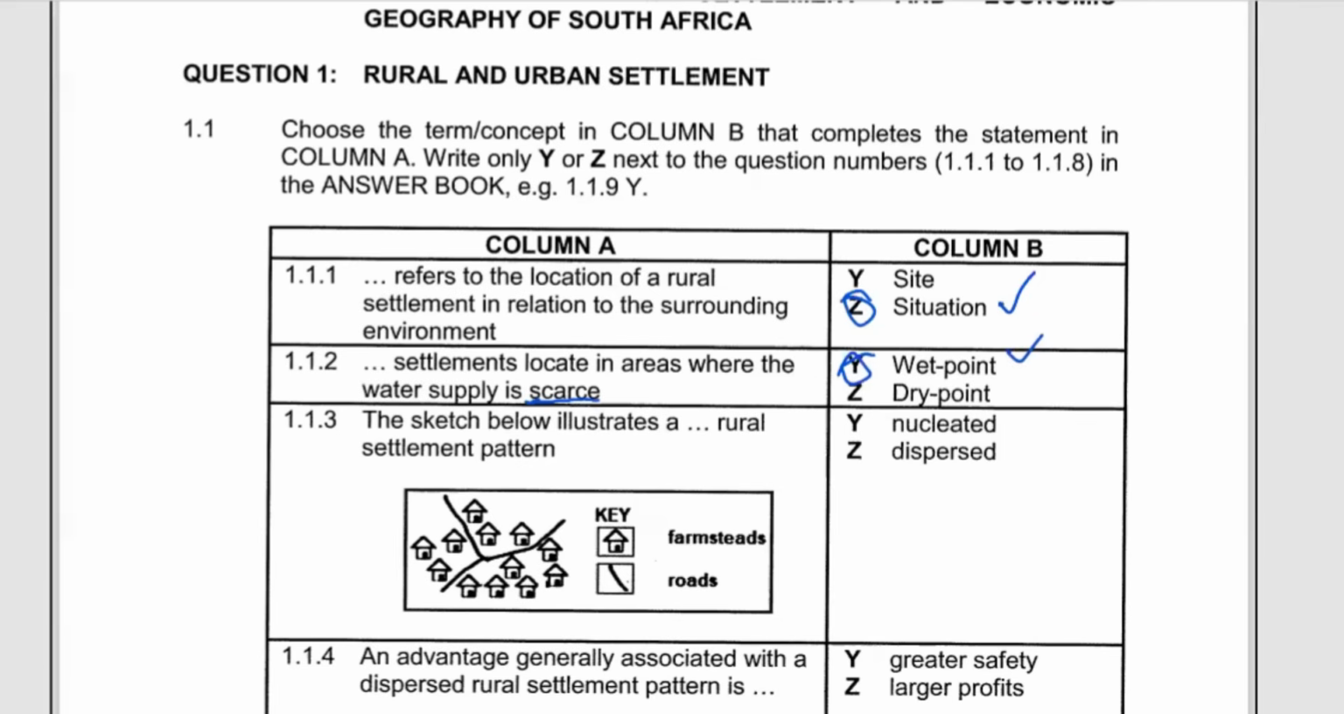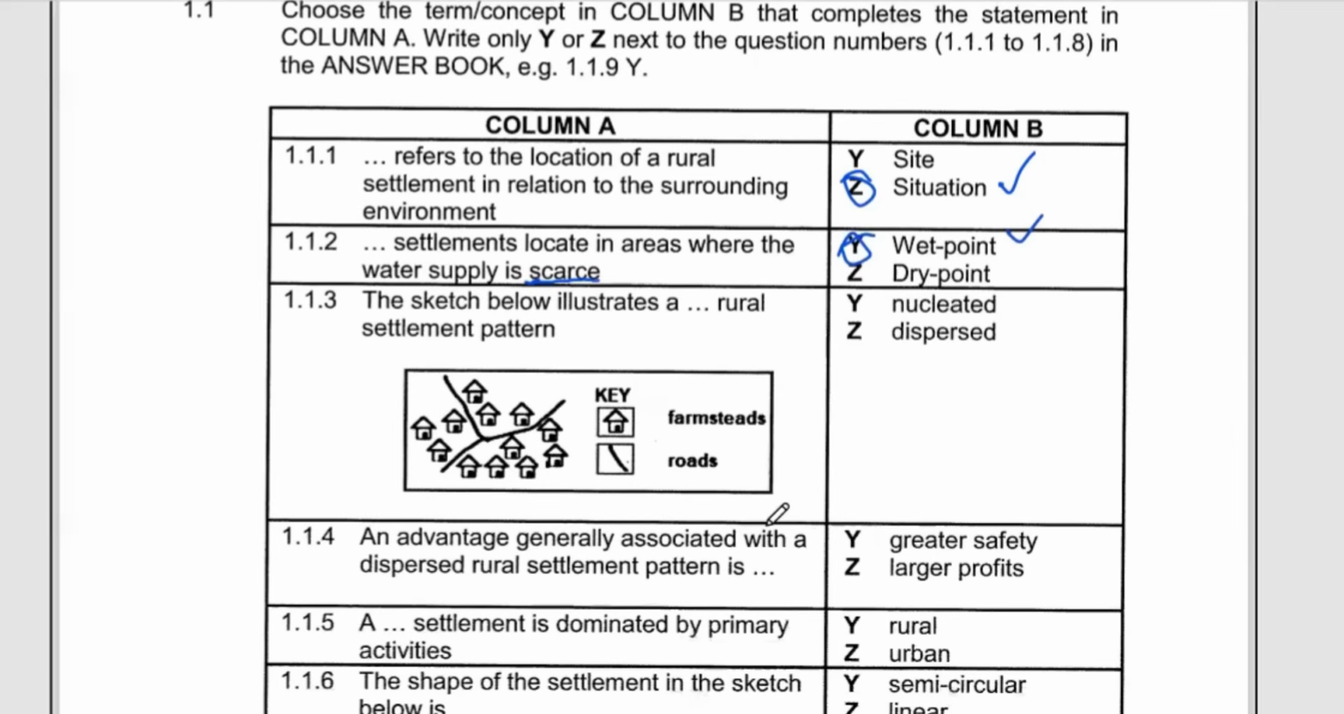Moving on to the next question, the sketch below illustrates a dash rural settlement pattern. When we're talking of pattern, we are looking at how the housing units are arranged in the settlement. Are they close to each other or apart from each other? In that instance, our farmsteads are close to each other, which implies that it's a nucleated settlement.